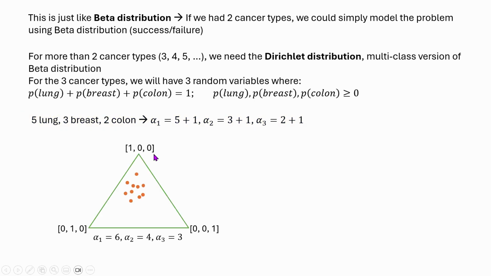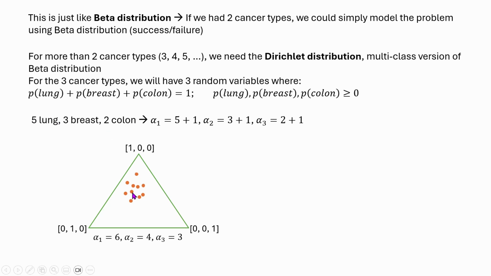So let's try to visualize this distribution a little bit. Suppose this is a triangle, and the 3 corners of the triangle represent 3 extreme cases. In the first case, the probability of a lung cancer patient coming up is 100% and the other 2 cases are 0. Here, the breast cancer is 100%, the other 2 cases are 0. And finally, here, the colon cancer case is 100% probable, the other ones are 0. Now, according to what we observed so far, we know that lung cancer is the most likely.